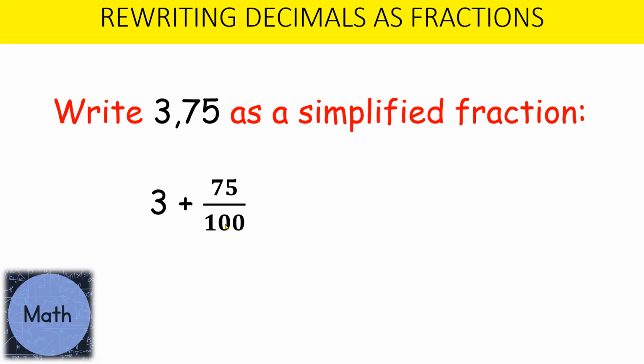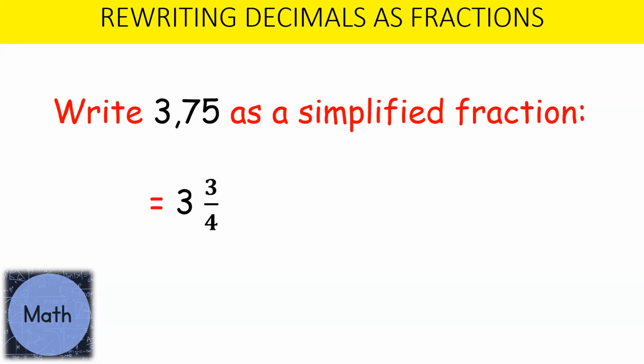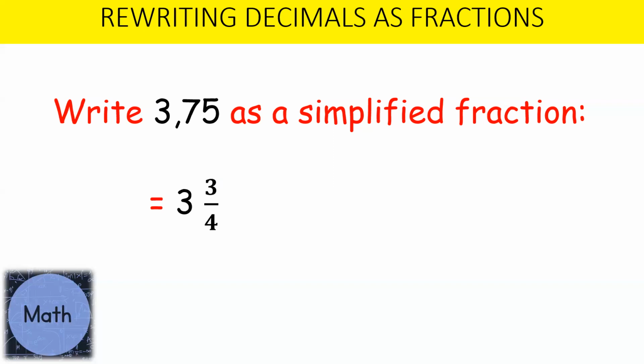Now to simplify this further, we need to find which common factor will go into 75 and 100. So if we have a look here, the largest common factor is 25, and that will go into 75 3 times. And it will go into 100 4 times. So if we simplify that, we end up with an answer of 3 3/4. Just to remind you, 3 is the whole number, 3 is the numerator, and 4 is the denominator. So the answer is 3 3/4.